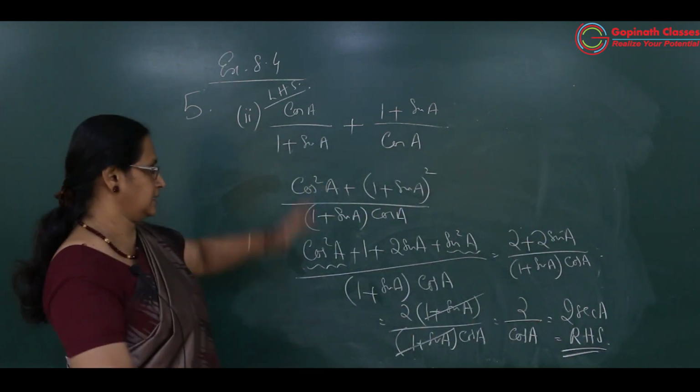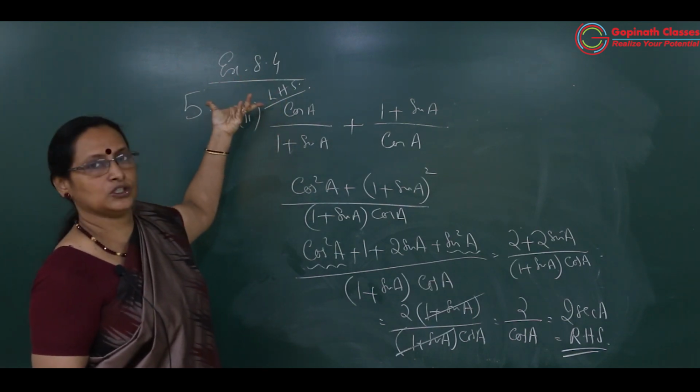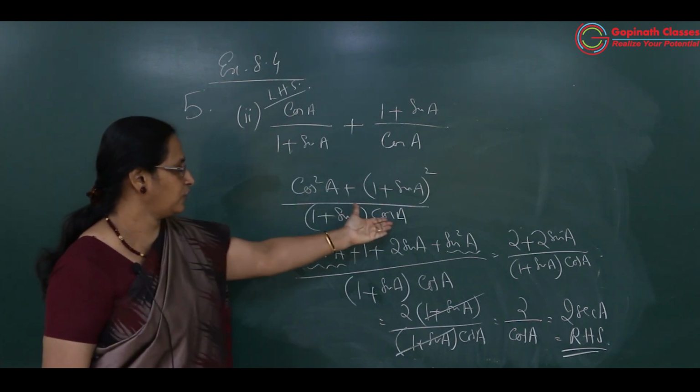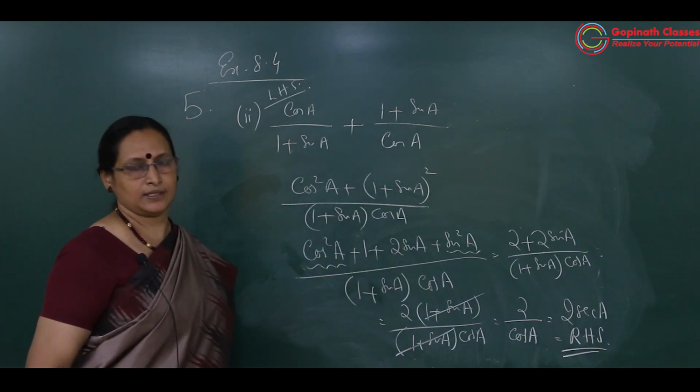So where we have started, there was nothing to change. It is in terms of the simplest way, sine and cos. So we went for LCM and opened the bracket, and then we are getting this RHS.